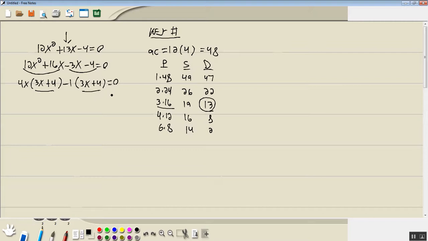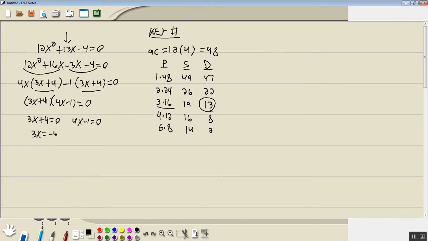Now our goal was to get these parentheses the same, which they are. So I'll factor out a 3x plus 4, and that gives us 4x minus 1. Zero factor property: get 0 on one side, factor the other side, and set each factor equal to 0. So we have 3x plus 4 equal to 0, and 4x minus 1 equal to 0.